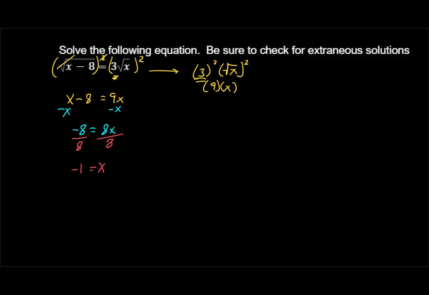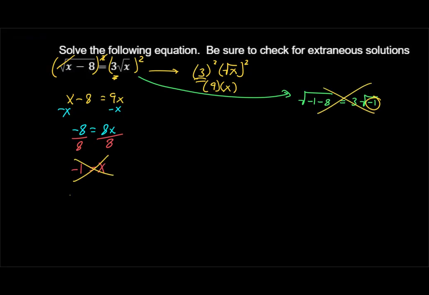Now that I have my possible answer, I have to go back and try to plug it in. And if we do that, plugging into the original equation, we have negative 1 minus 8 equals 3 times the square root of negative 1. Well, this is a big red flag. Having a square root of a negative does not work, which means this is not actually a solution. So we just have no solution.